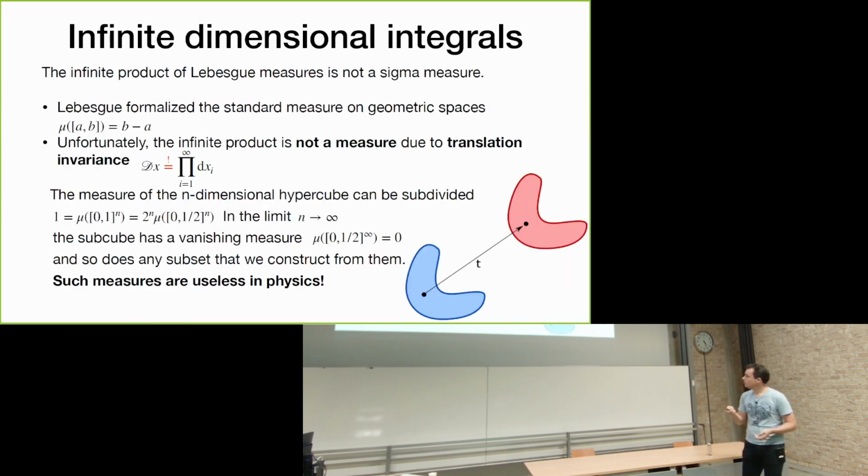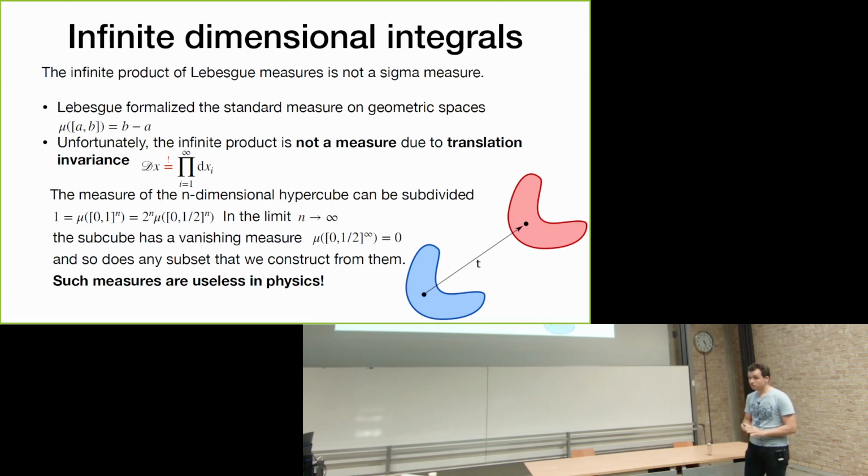So what's the problem? If you take a Lebesgue measure, then that's just what you would normally do. You take a square or you take a cube, and you just multiply the sides together and you get your measure. And that works, and that is actually a sigma measure if you have a finite number of directions. So for a finite number of directions, the Lebesgue measure satisfies all these properties. Or if you take the infinite product of these measures, you run into a problem.